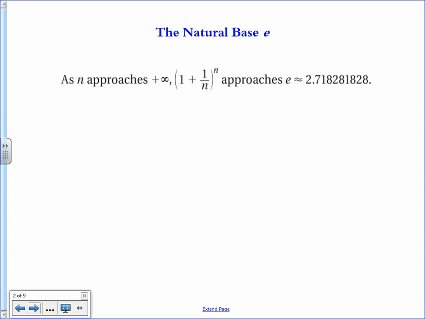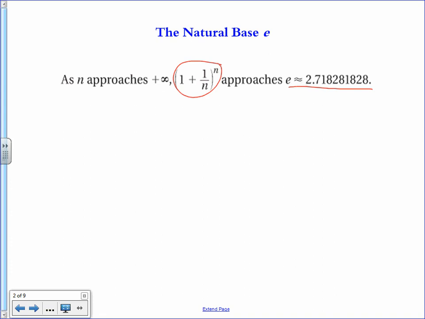It's approximately, as you can see written over here, 2.71828 and so on and so forth. It never ends either. The natural base e has nothing to do with circles like pi does. The natural base e comes from the value of this expression as n gets bigger and bigger, or as n approaches infinity.